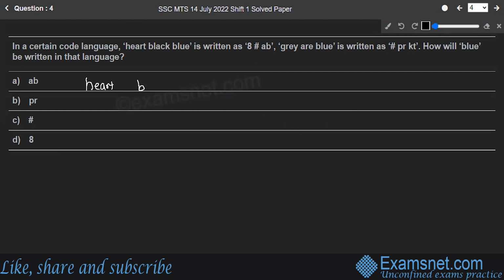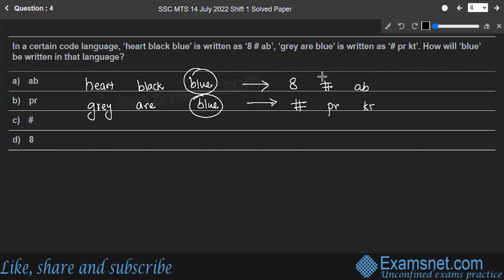Heart, black, blue. It's written as 8 hash AP. Next, gray or blue. Gray or blue is written as hash PRKT. So here blue is common, and on the right-hand side hash and hash are common. So simply that means blue is coded as hash only.